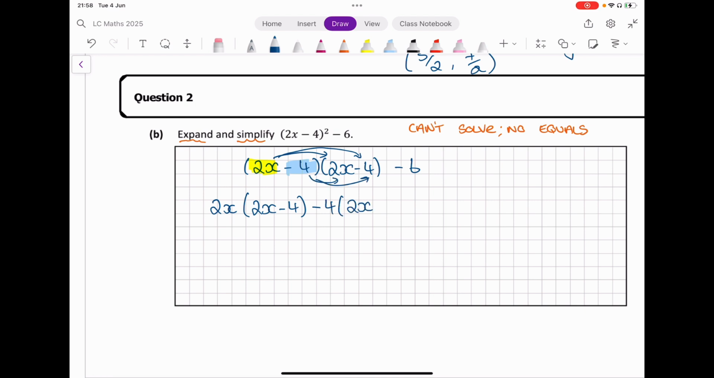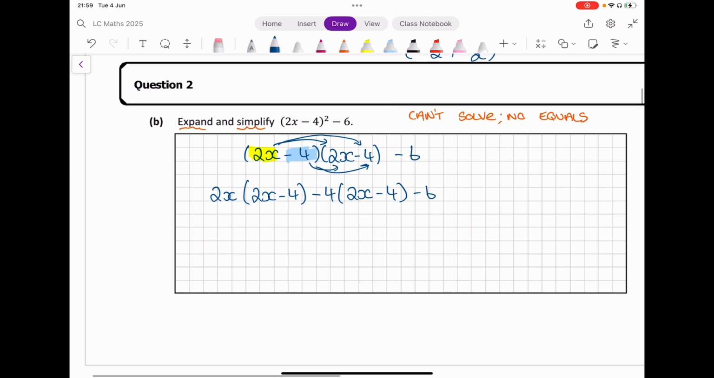Now, some people like to do the first by first, first by second, second by first, second by second, and that's fine if you're comfortable with doing that. If you're not comfortable with doing that, there's absolutely nothing wrong with just splitting up the bracket and multiplying it out like this. You're doing the exact same thing, you're just doing it in your head. Here you're writing it out.